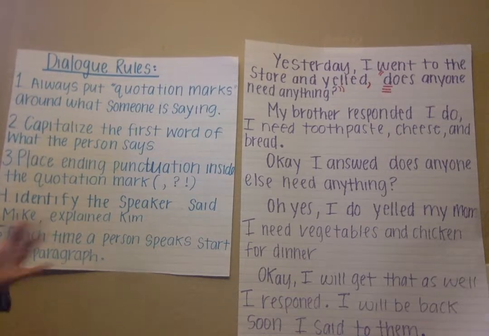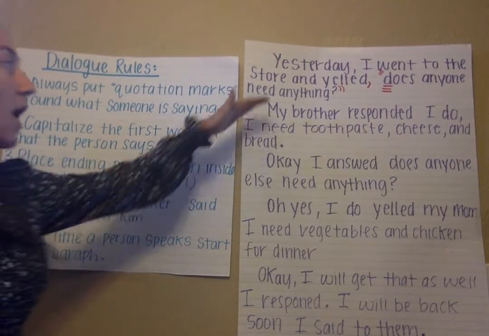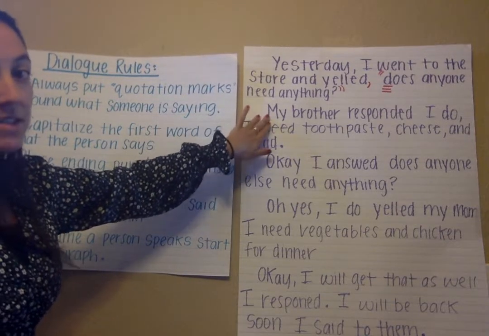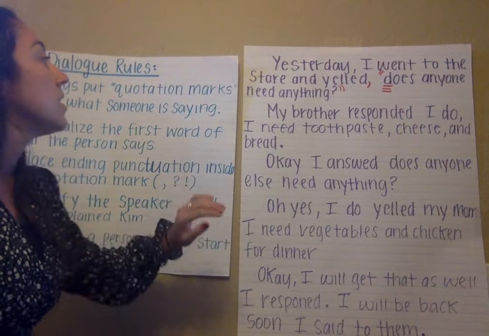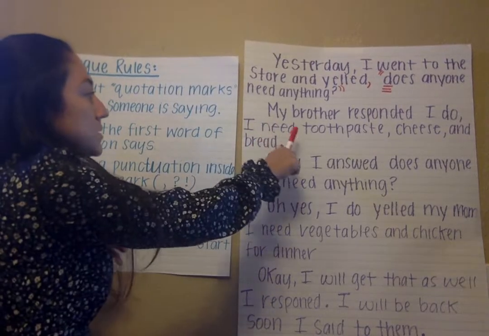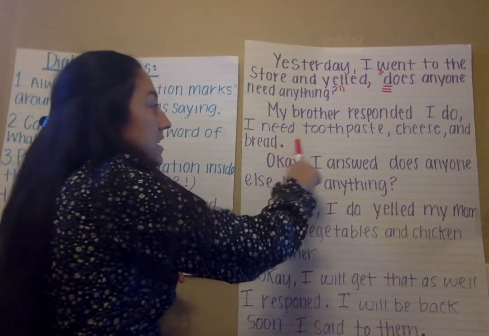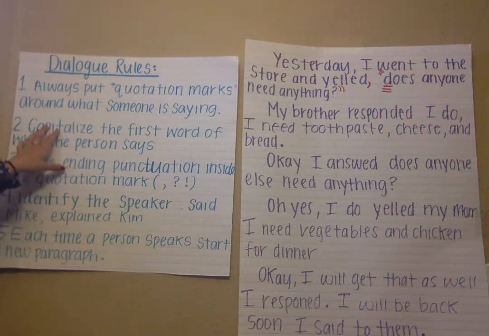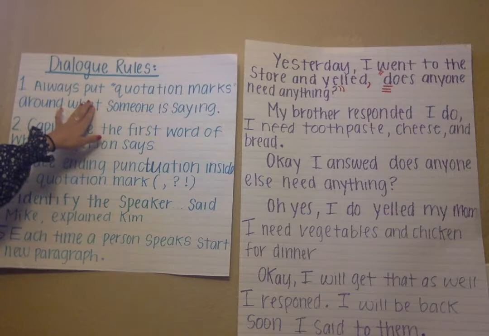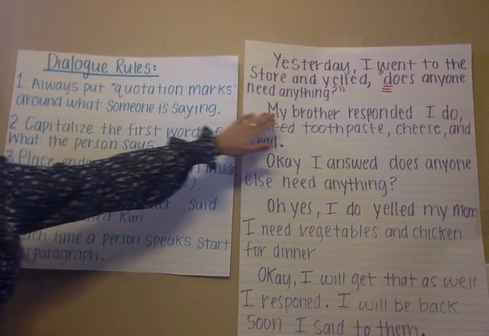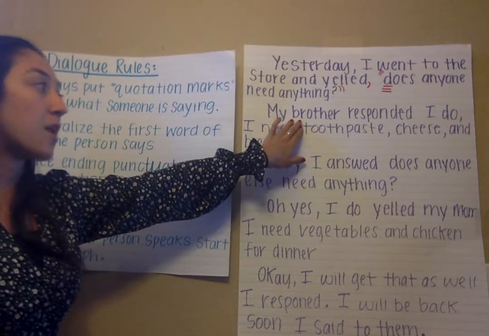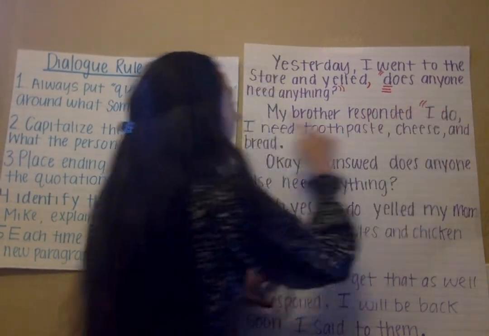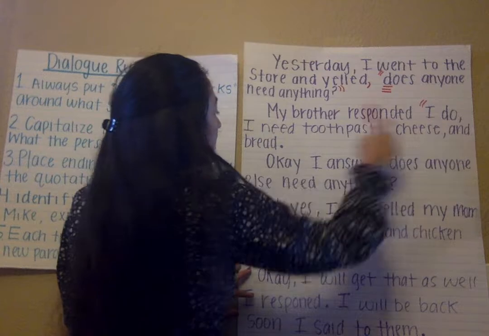Now, somebody else responded to me, so I had to skip a line and start a new paragraph because now somebody else is talking. So now it says, my brother responded, I do, I need toothpaste, cheese, and bread. So we need to go back over here, put quotes around what the person is saying. So the person speaking is now my brother, and he responded by saying, I do, I need toothpaste, cheese, and bread.